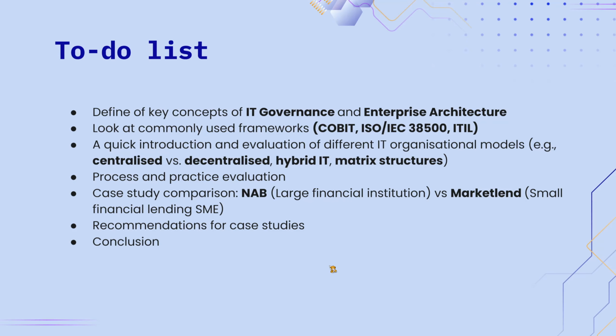IT governance isn't just about what specific tools or systems are used. Key to the topic is who makes decisions, how they are made, and how control is maintained as the organization adapts to circumstances or grows larger. We'll focus on the key concepts of IT governance and enterprise architecture, as well as go through commonly used frameworks, models, and processes. Later on, we'll look at a case study of two different organizations, NAB and the SME market lender, which my group covered in assignment 2. Last of all, we'll finish with recommendations and a conclusion.